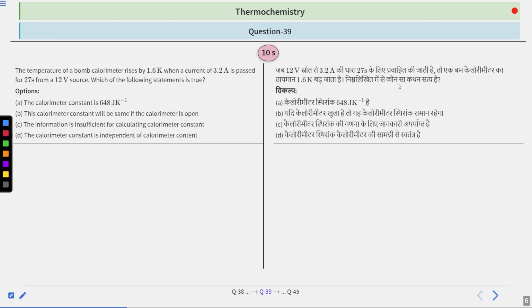So what is the hint for this question? Basically, what are the things that are given? You are given that the temperature of the bomb calorimeter rises by 1.6 Kelvin when you apply a current of 3.2 ampere for 27 seconds from a 12 volt source. So which statement is true? In this case, you should be able to calculate the overall work. Current and all are given, right? So your 10 seconds to solve this question starts now.